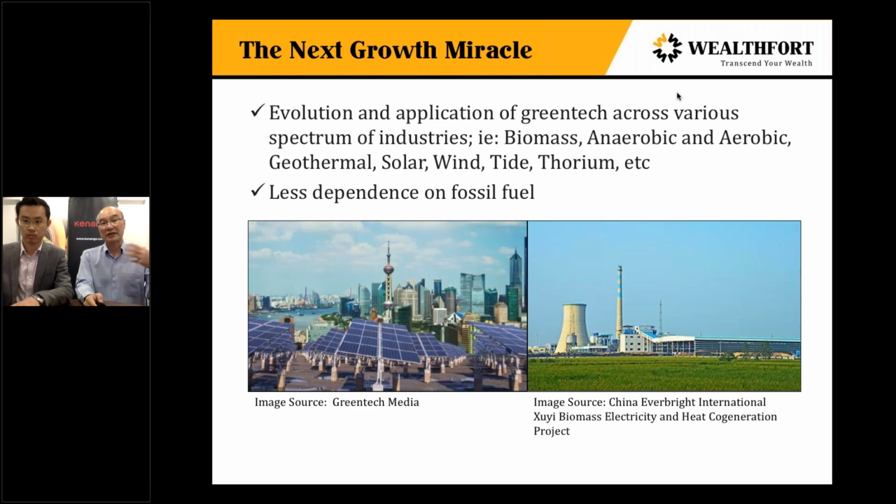So that's how it has changed, and they also use geothermal to control the factory environment. For example, during summer, geothermal technology would generate cool air, and during winter it will generate warm air. So all this would lead to less dependence on fossil fuel. That's why green technology is also one of the fastest growing in the world.